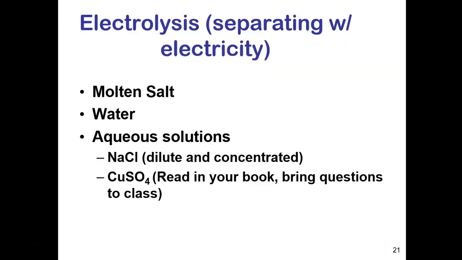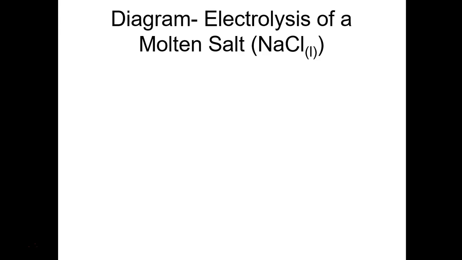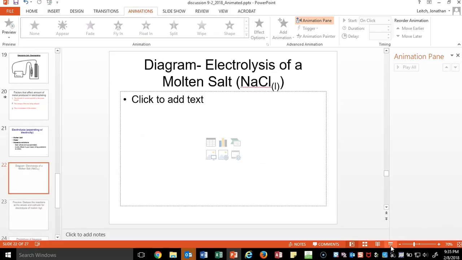Okay, so now let's talk about electrolysis. Electrolysis means separating with electricity. All right, so we're going to look at the electrolysis of a few different things: a molten salt, water, and aqueous solutions. We're going to look at 2 different solutions of sodium chloride, dilute and concentrated, and the electrolysis of copper 2 sulfate. And copper 2 sulfate we're not going to go over here, but we'll talk about it in class.